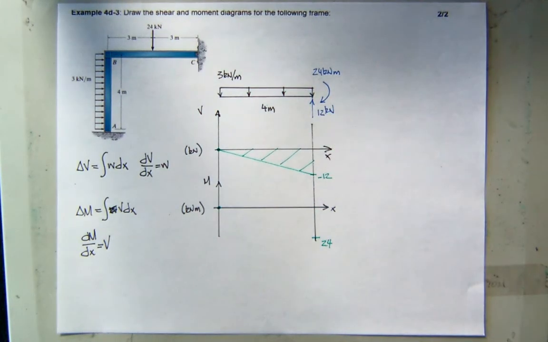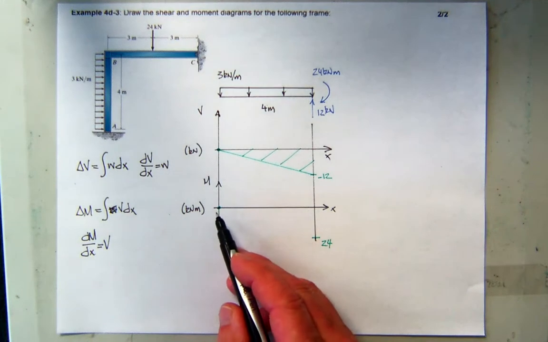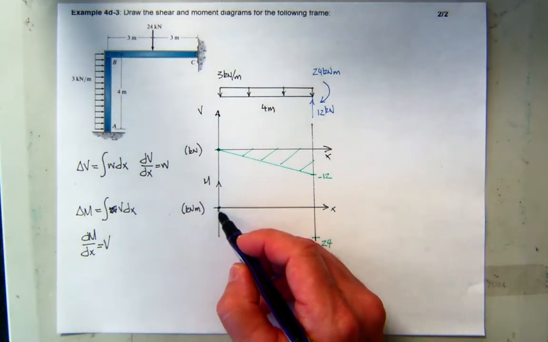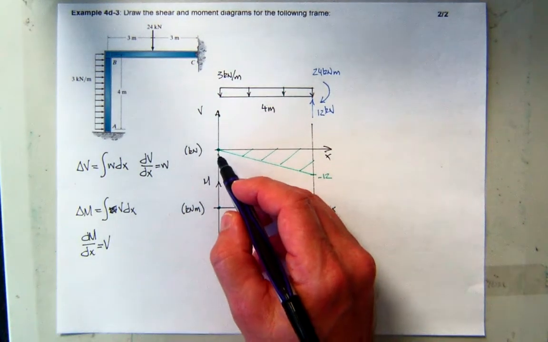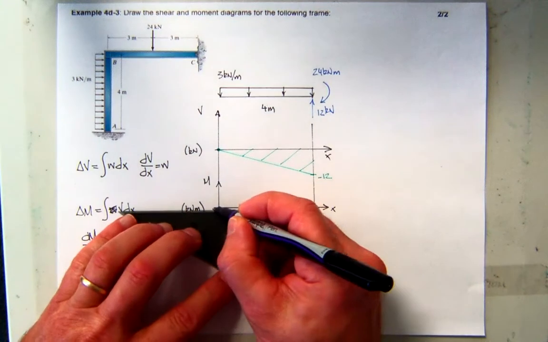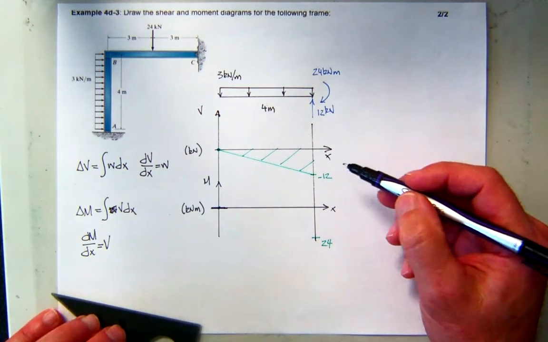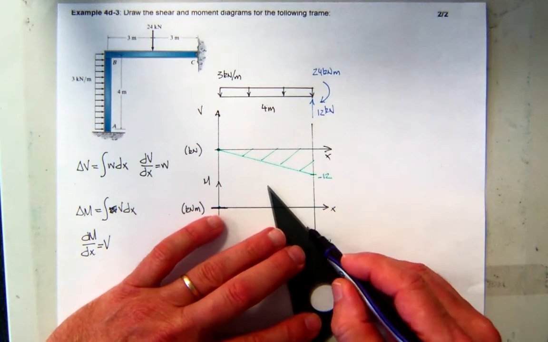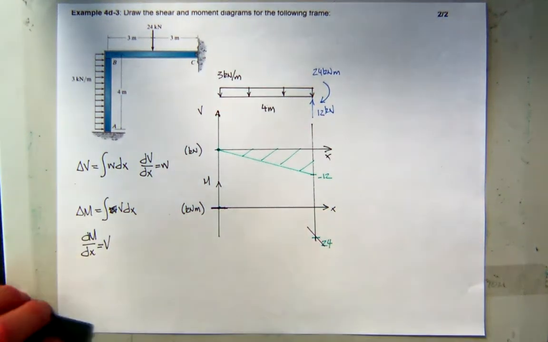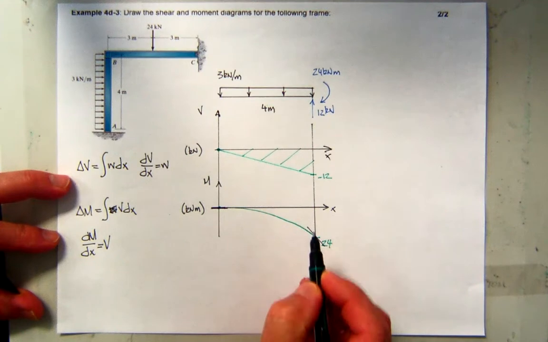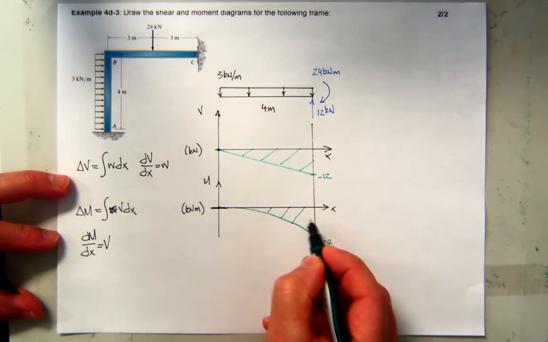And what do you know? It's 24. So starting at 0, subtract 24, you get negative 24. What is the slope of the moment diagram at A? 0. Why? Because the shear is 0. What is the slope of the moment diagram at B? Negative 12. So we can swag a curve, and there's my moment diagram.